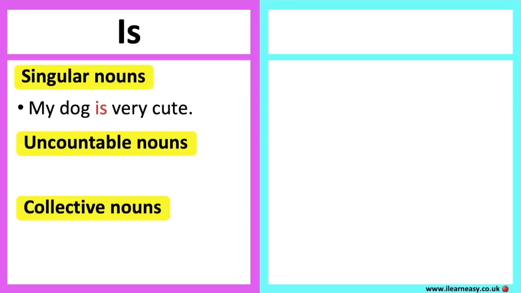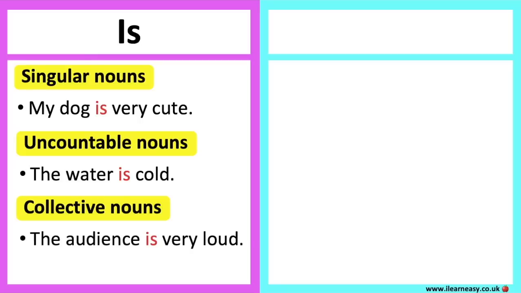Uncountable nouns are nouns that we can't count. For example, the water is cold. Water is an uncountable noun. Collective nouns refer to a group of people or things that are treated as a single entity. For example, the audience is very loud. Audience is a collective noun.